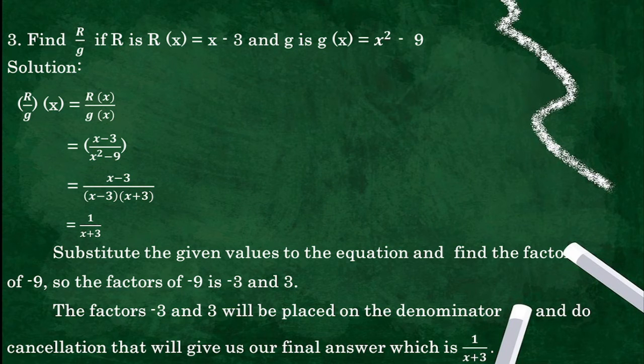Number 3. Find r over g if r of x equals x minus 3 and g of x equals x squared minus 9. For example number 3, we apply the same method as example number 2. So we substitute the given values to the equation, and after that, we find the factors of negative 9. The factors of negative 9 are negative 3 and 3. So the factors negative 3 and 3 will be placed on the denominator, and then we do cancellation. That will give us our final answer, which is 1 over x plus 3.